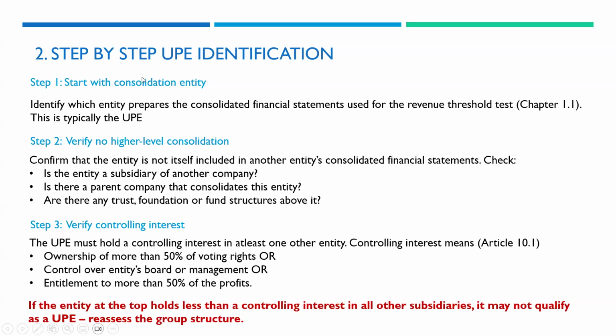So you have to confirm that. We have to first start with the consolidation entity, verify that there is no higher level consolidation, and that there is no trust or any other person who is holding this. If it does not satisfy the two conditions, then you have to reassess the group and find another UP. You have to identify the entity in the group which satisfies these conditions. Then only we know who is going to pay the top-up tax. Okay, clear?